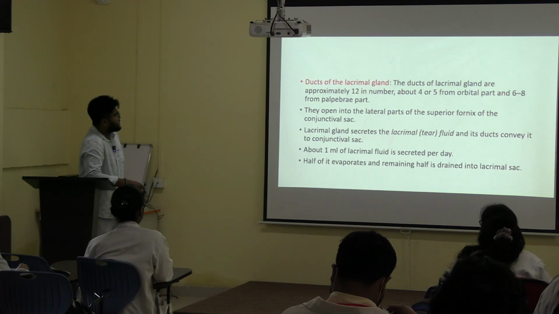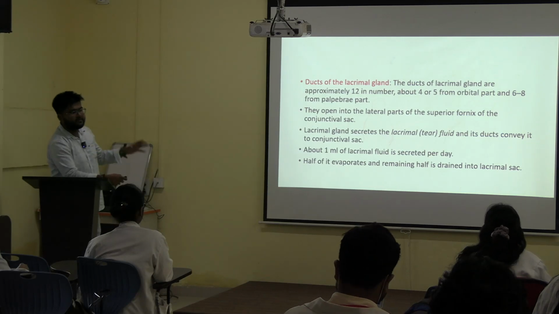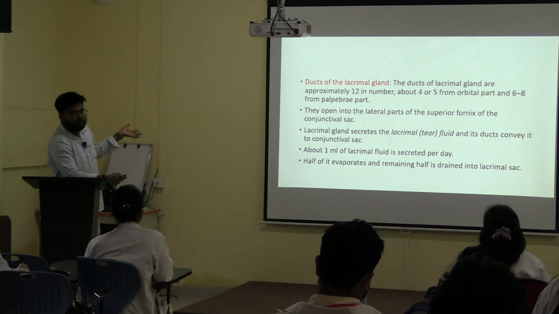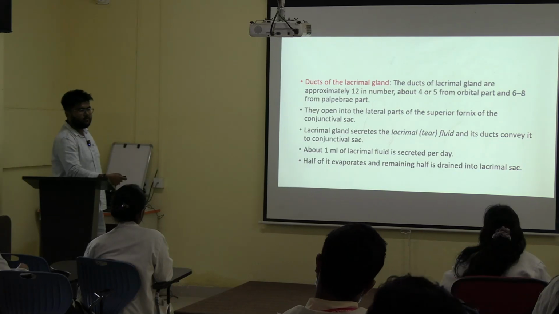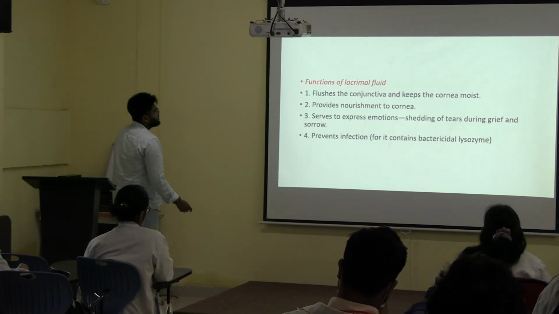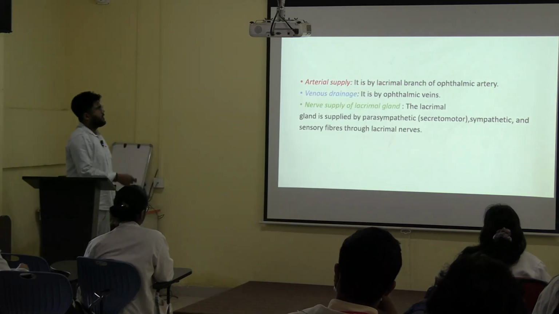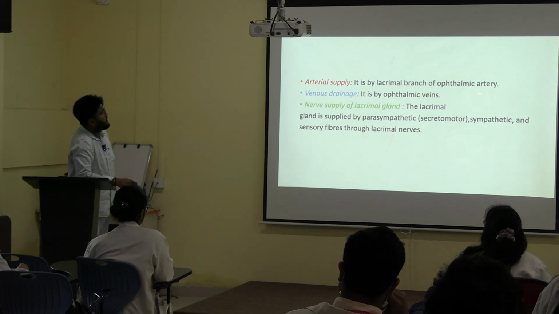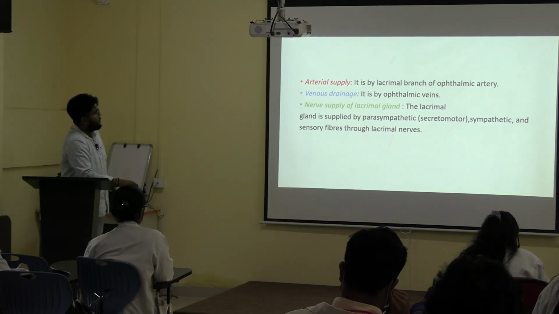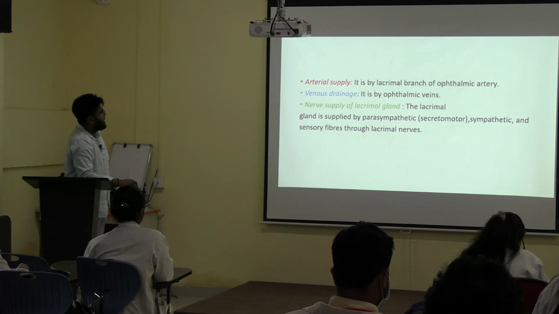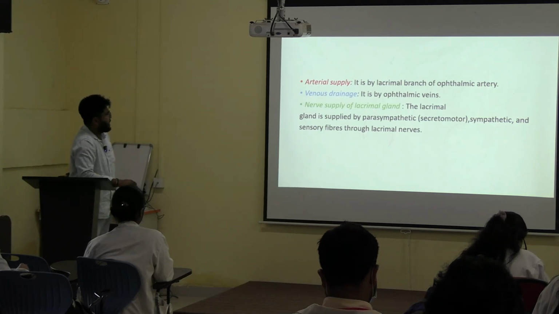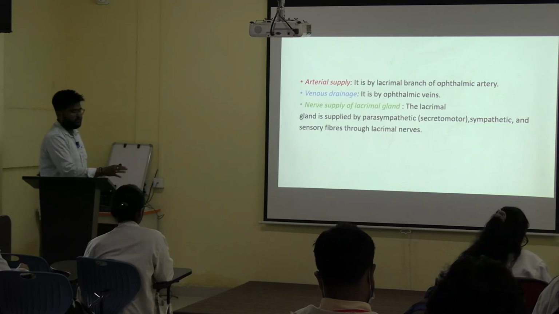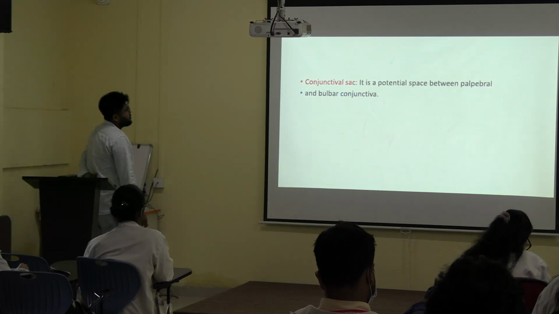Okay. So that's why this lacrimal apparatus is very important, because the lacrimal gland is present, which secretes your lacrimal fluid. Next, the arterial supply. Mainly this is the lacrimal branch of the ophthalmic artery, and the vein is the ophthalmic vein. The nerve supply is parasympathetic, sympathetic and sensory. Just remember simply.